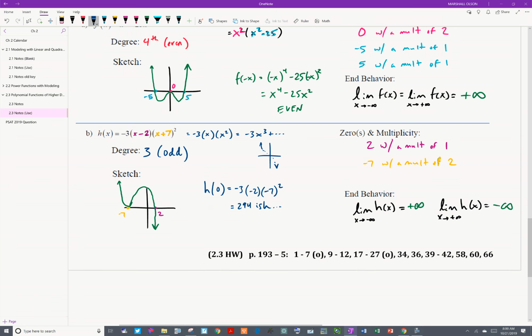But we were able to get a sketch, and we were able to get the limits that describe the end behavior without actually finding more than what we have here.